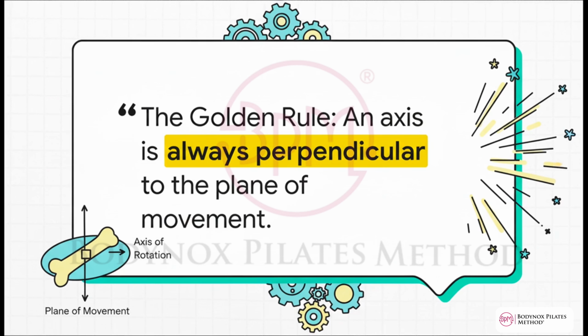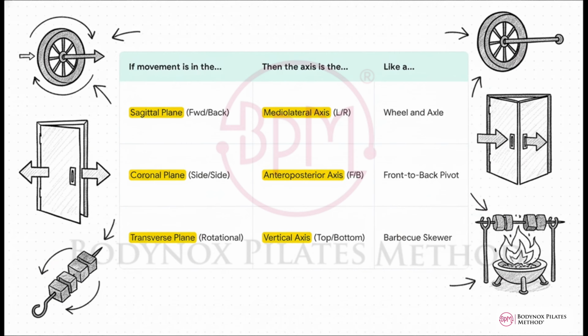And this brings us to the golden rule of biomechanics. It's this perfect, beautiful partnership. The axis of rotation is always perpendicular to the plane of movement. Seriously, if you remember just one thing from today, make it this. This is the key that makes everything else just click into place. So let's see this partnership in action.